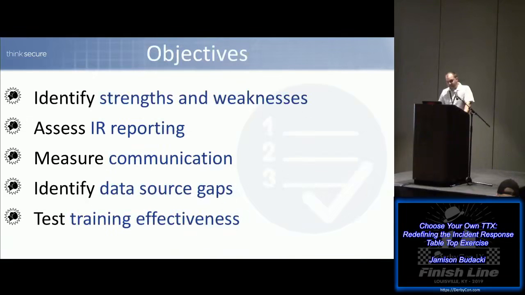Objectives, as you can see, identify strengths and weaknesses, assess our IR reporting. This is a key one here. At the time, our incident response platform was new. This is the way we keep track of all of our incidents, and it was very new to the team. We wanted to be able to measure communication, as well as identify any sources of data gaps that we may have. Think about these when you're creating your scenarios as well. They're called pain points, and if you're picking on a certain area, you may want to think about it and then help bring it to light. And we also wanted to test the effectiveness of our internal training, of how we onboard new employees. Are they understanding how things work?